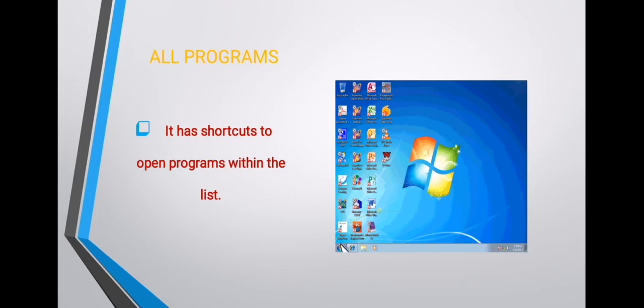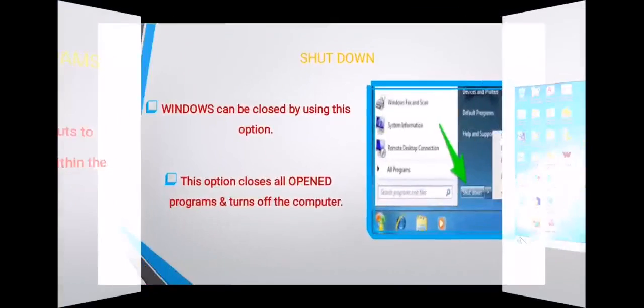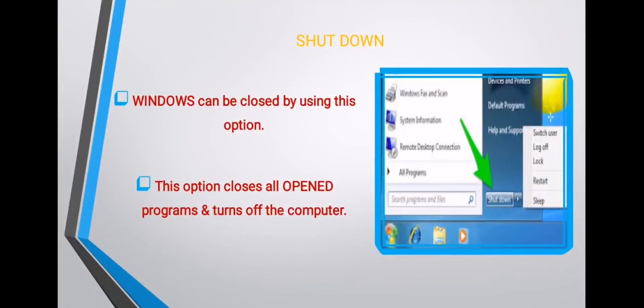Next we see the shutdown option. What's the function of the shutdown option? Windows can be closed by using this option. What is a window? Windows is an operating system. This option closes all open programs and turns off the computer, like the shutter.